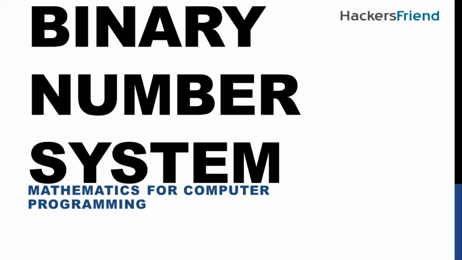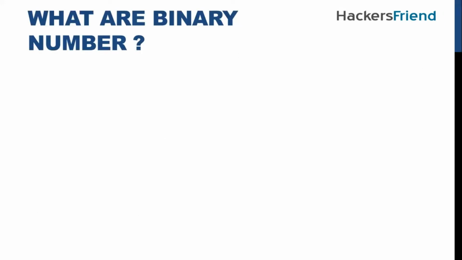Welcome back to Mathematics for Computer Programming. Whenever we talk about mathematics for computer programming, binary numbers come first because computers only understand binary numbers. That's what we have been hearing for a long time, and we will be talking about that in this video. So, what are actually binary numbers?